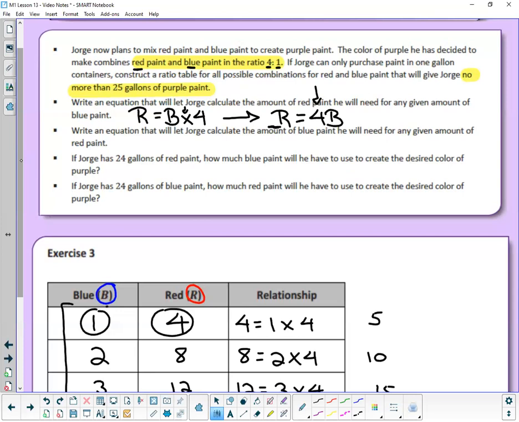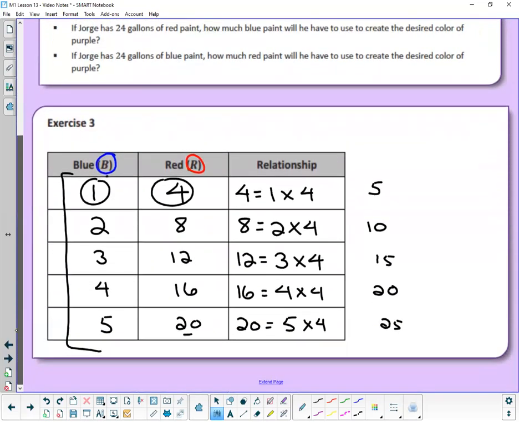So R equals 4B, 4 being the number that we're multiplying by the gallons of blue paint. So whatever the gallons of blue paint are, we're going to multiply it by 4. And that's what we did in this relationship. That's all we're doing here. So if you look at this, it says R equals 4B. Well, that means that what I did was I took the amount of blue paint in this first one here. Notice it was 1. And I multiplied it by 4. There's the amount of red. I took the amount of blue paint, multiplied it by 4. There's the amount of red. So that's what we did.